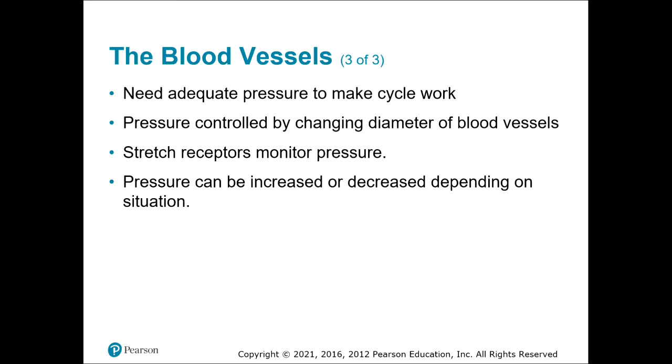So in blood vessels, we need adequate pressure to make the cycle work. We already talked about this. If you have no blood pressure, you're not perfusing. You need pressure in order to circulate blood throughout your body. All right. What's that magic number we look for in blood pressure? 120 over 80. Depending what textbook you read, it may be 120 over 60. Normal, 120 over 80. This number is your systolic. This number is your diastolic.